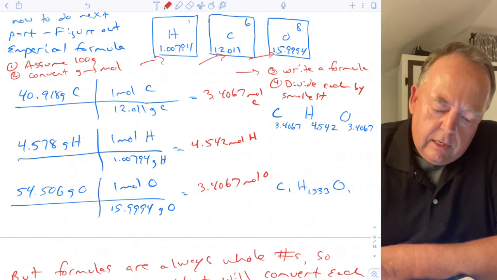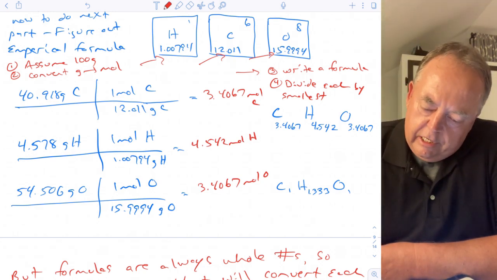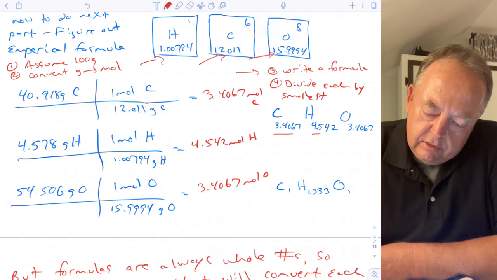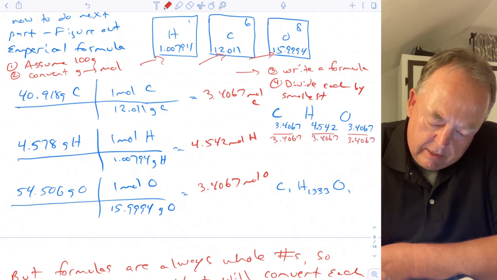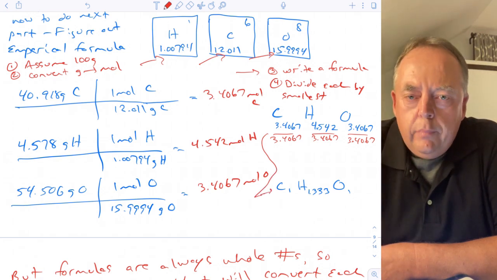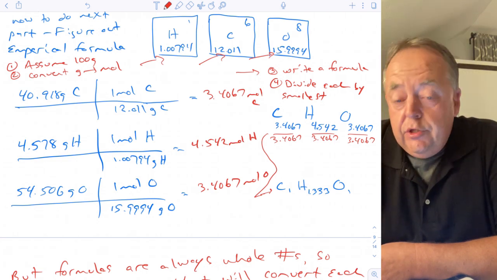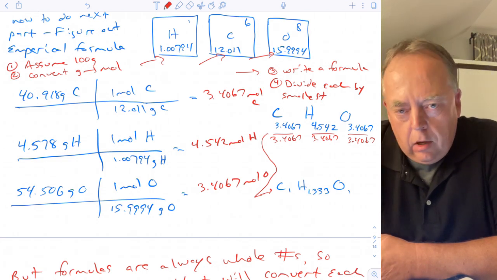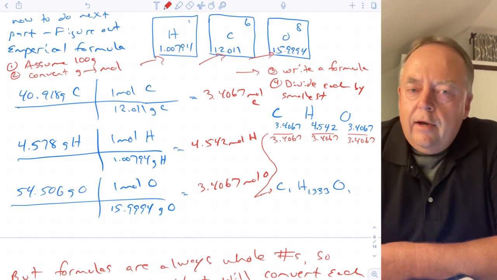Now we write a formula using these moles we just calculated. And then we're going to divide each of these by the smallest. So divide each by 3.4067. And then that gives you this. C1H1.33301. So in this case, it converted 2 of the numbers to whole numbers, but not all of them. It didn't convert the hydrogen to a whole number. So we have one extra step to do.